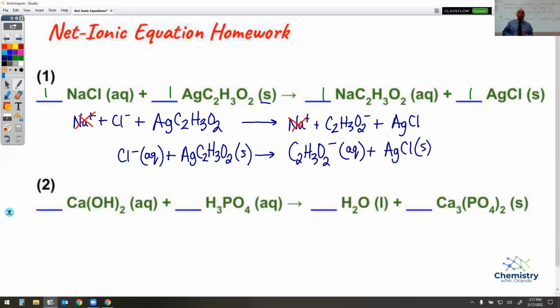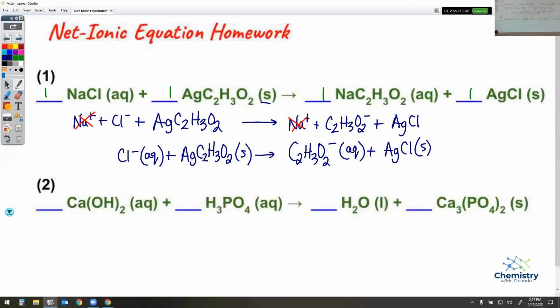Notice in this example, we don't end up with a 0 charge on each side. Instead, we have an overall -1 charge on the left side and a -1 charge on the right, which is completely fine. As long as they are equal to each other, they don't have to add up to be 0.